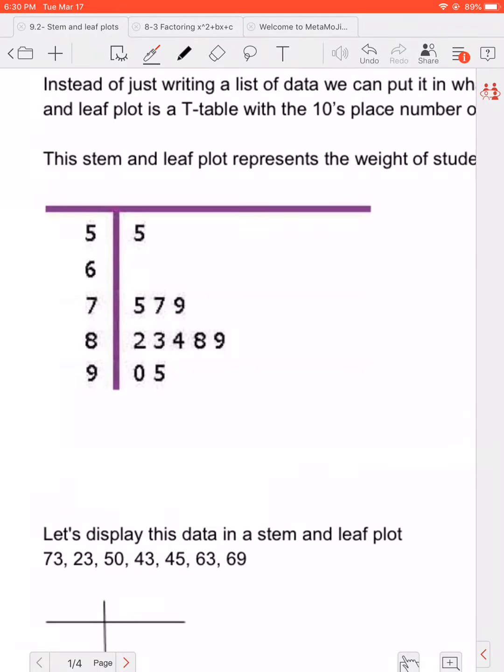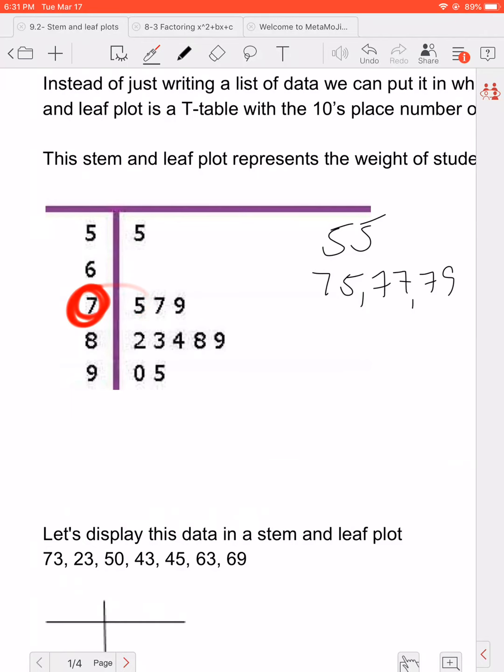So let's just practice reading this again. So one person in the school weighs 55 pounds. Okay, so, whoops, no decimal. 55 pounds. Another one would weigh 75, right? It's a 75 from right here. Okay, and then another one would be 77, and then another 79. So again, remember we read this number right here as our tens place, and this is our ones. So we have a 75, a 77, and a 79.